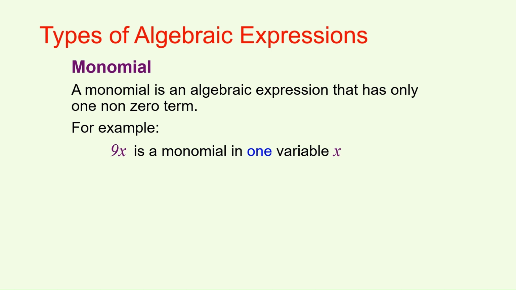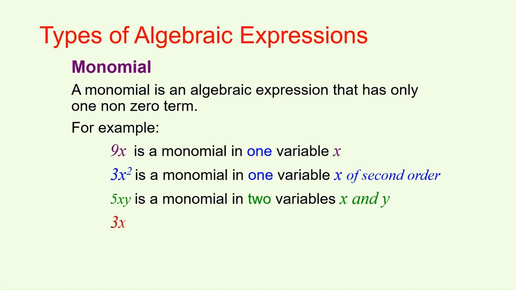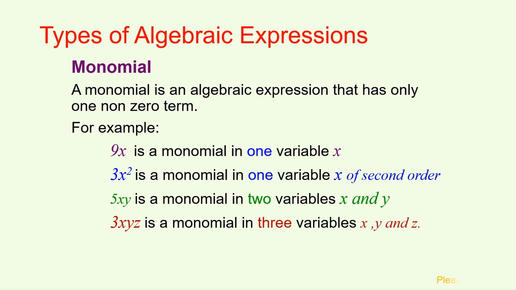For example, 9x is a monomial in one variable x. 3x squared is a monomial in one variable x of second order. 5xy is a monomial in two variables x and y. 3xyz is a monomial in three variables x, y, and z.